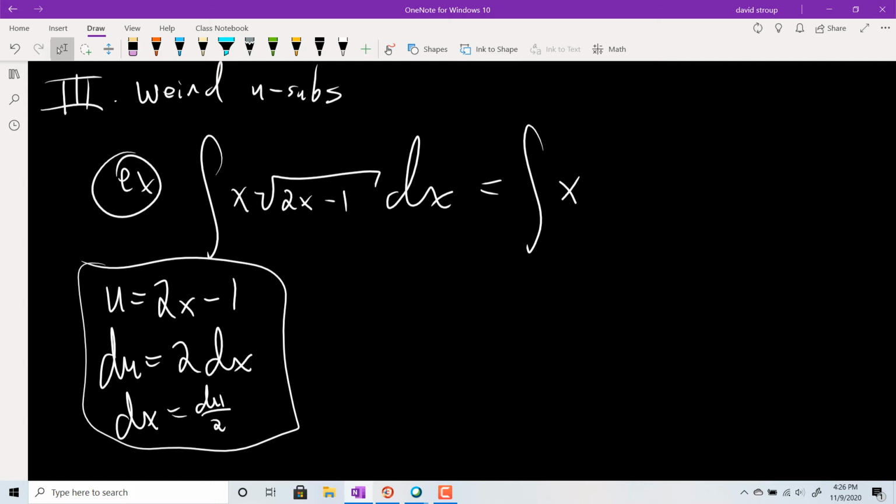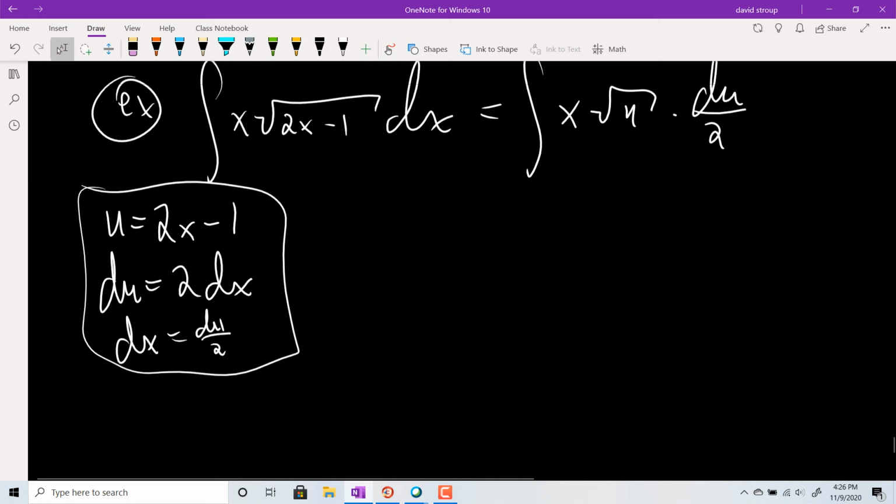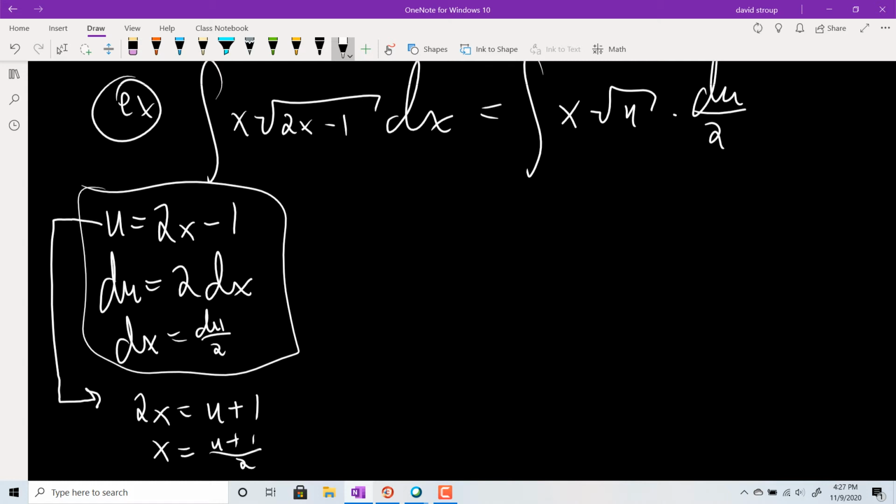So watch. x times the square root of u, and then dx is du over 2. Uh-oh. The x's didn't go away. I'm in trouble. Well, actually, not as much trouble as you may think. You can go back to this equation and get rid of the x. If you solve that equation for x, what do you get? Well, you get 2x equals u plus 1. Then you can divide by 2, u plus 1 over 2. And then use that to get rid of the x.